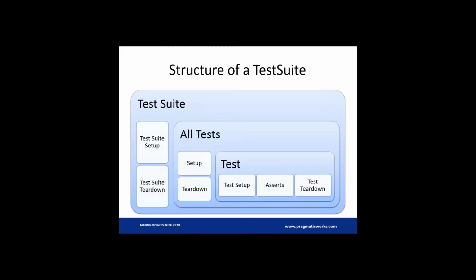Tests themselves, if you have setup and teardown that's common to every test, you can do that at the all test level. These are executed individually for each test, but it's the same code for every single test. And then a test itself has its own unique setup and teardown. It also has the asserts that basically validate what the test was designed to accomplish.